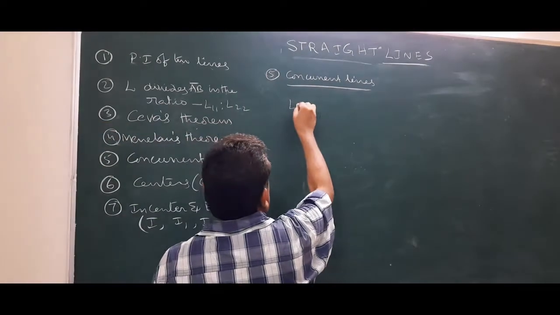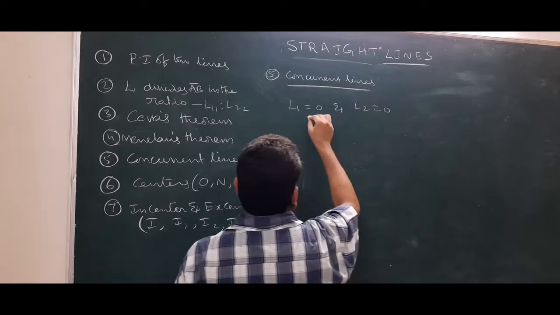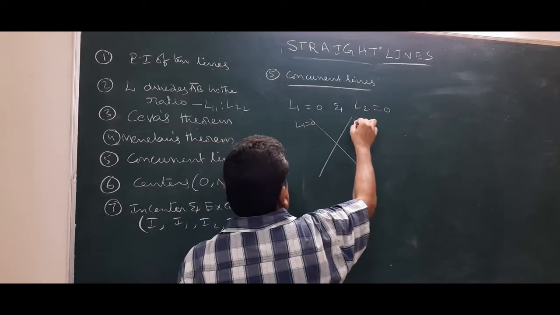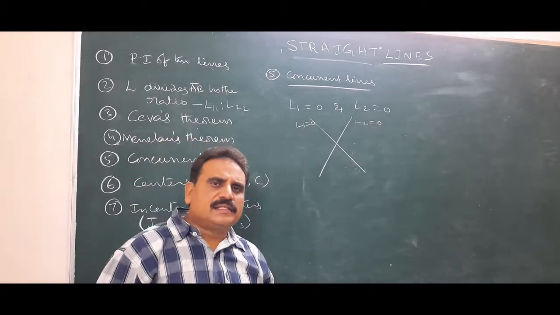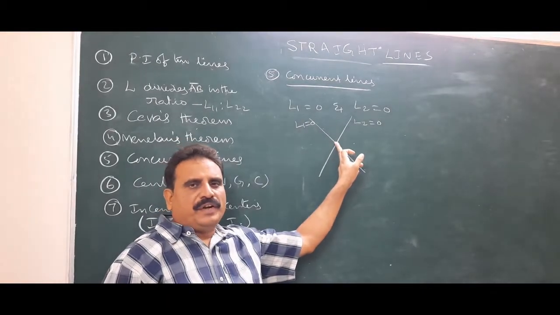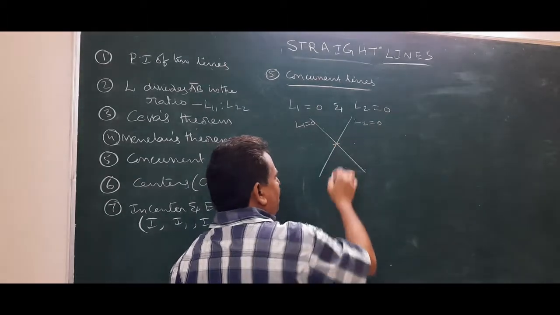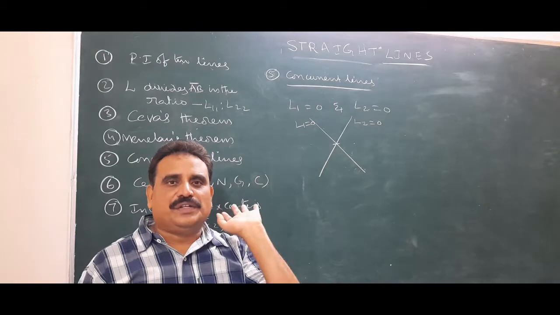L1 equal to 0 and L2 equal to 0 are two intersecting lines. There are infinite lines passing through this point, the point of intersection of L1 equal to 0 and L2 equal to 0. This point is some P. If you take that P, there are infinite lines passing through a single point.